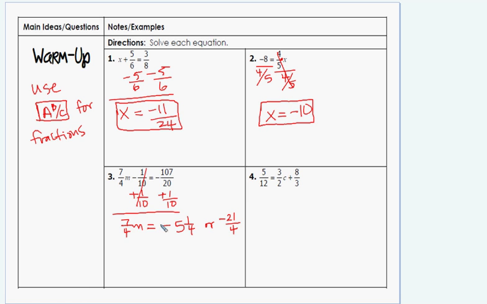Our last step to get m completely by itself is we're going to have to divide off the 7/4. So we're going to take and divide both sides by 7 over 4. And when we do this, we get that m is equal to negative 3.